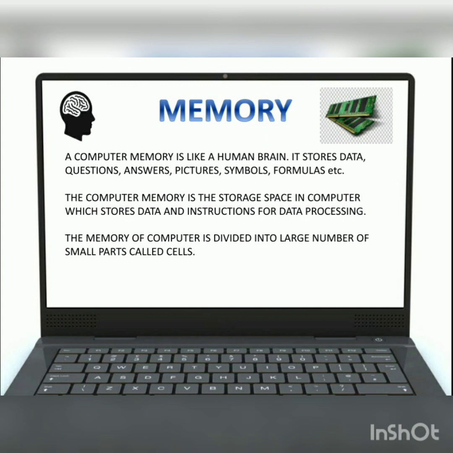Kids, a human has a brain. Likewise, a computer also has a brain. It stores data, questions, answers, pictures, symbols, formulas, etc. Just like we remember our studies and our name, whatever we remember, the computer also remembers the same. Computer memory is just like a human brain. So, it is used to store data and instructions.